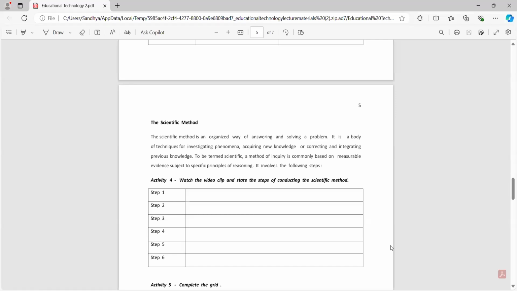Right? They read, they go to the library, they talk to people and gather information about the problem. And then step 3 is they form a hypothesis, or what we call a tentative statement. They form a hypothesis or a tentative statement. So they gathered a lot of information, and based on that, they write, there's a problem.